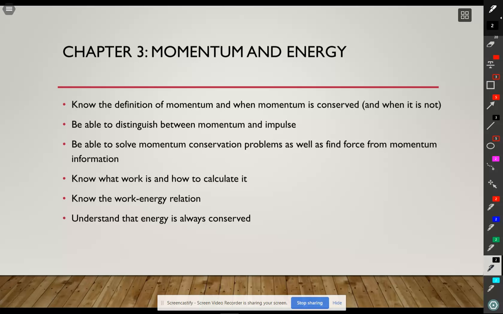Now, something like a car crash, or as we did in lab, the collisions between our carts. We said the momentum was still conserved because the collisions occurred in such a short time that there wasn't time for there to be a significant change in momentum. So momentum is conserved based on Newton's 2nd law. Here's another way of writing Newton's 2nd law. The net force is equal to the change in momentum over change in time.